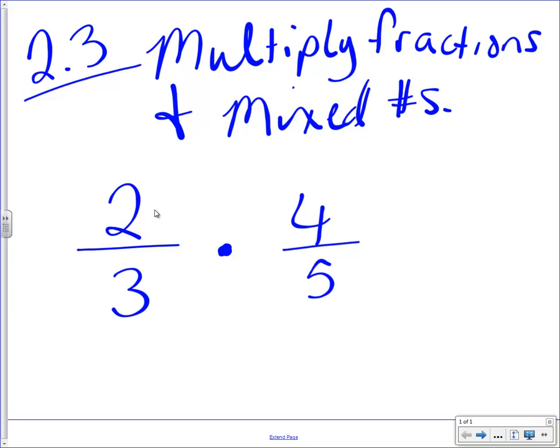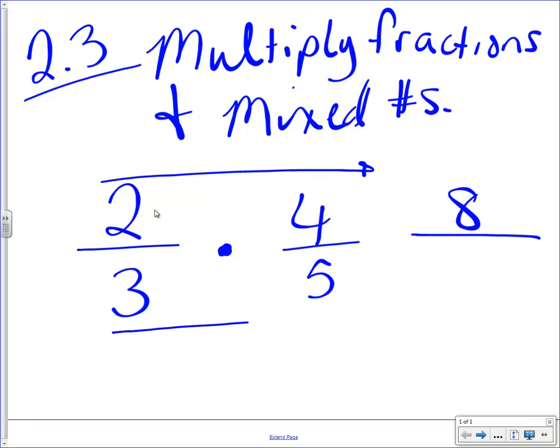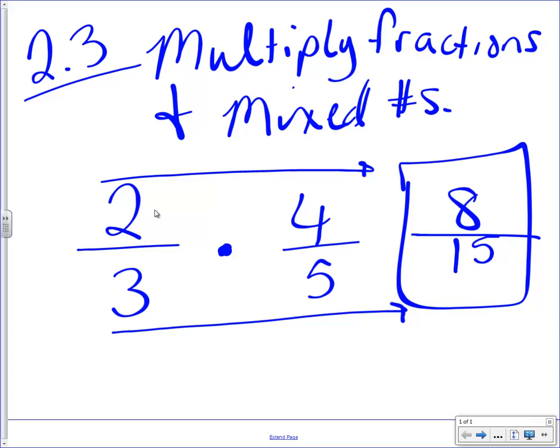For this one, I'm going to multiply straight across the top, and I get 2 times 4 gives me 8. I multiply straight across the bottom, and I get 3 times 5, which gives me 15. And so 8/15 is my final answer, unless I can divide 8 and 15 by the same number. I know that 1, 2, 4, and 8 go into 8, and I know that 1, 3, 5, and 15 go into 15. It seems like the only number they have in common is 1, and if I divide them both by 1, I didn't change anything. So we're not going to simplify this one, and 8/15 is my final answer.